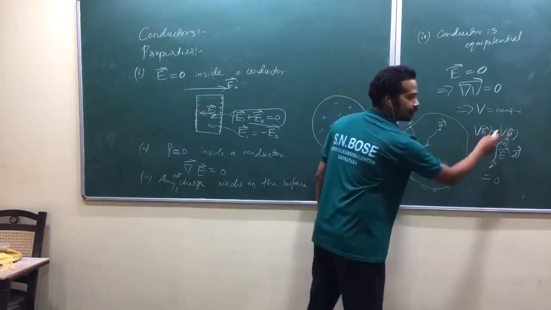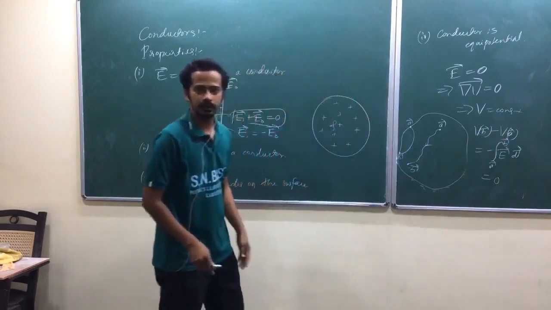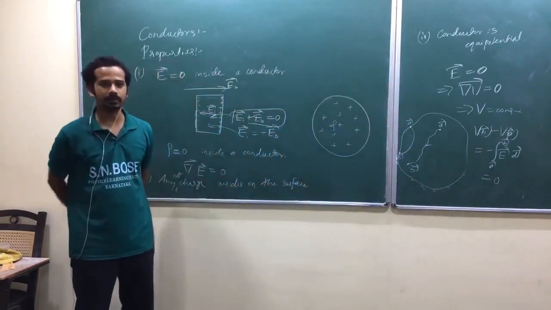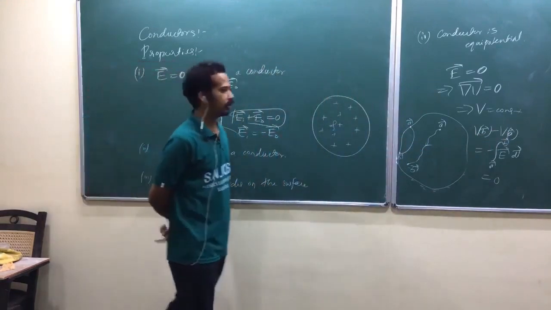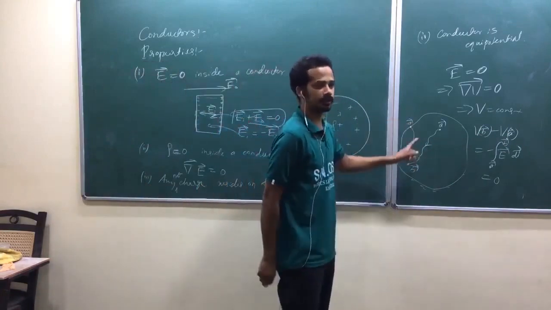So that again, this will be 0. So that any 2 points on the conductor is also equipotential. Any 2 points within the conductor is also equipotential. We can show like that.